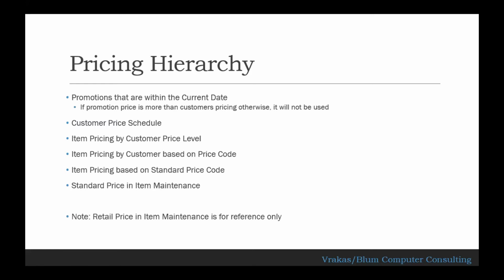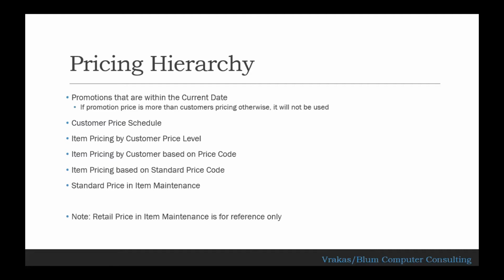The first level of the pricing hierarchy are promotions that are within the current date. And that's something to note. You can have a start and an end date on your promotions. If the promotion doesn't fall within those dates, it won't be applied. And something interesting to note is if a promotion price is more expensive than the customer's pricing otherwise, it gets skipped, it doesn't get used. This is a really nice feature for people who want to make sure we don't overcharge a customer who's actually getting a better deal than the promotion offers, okay?